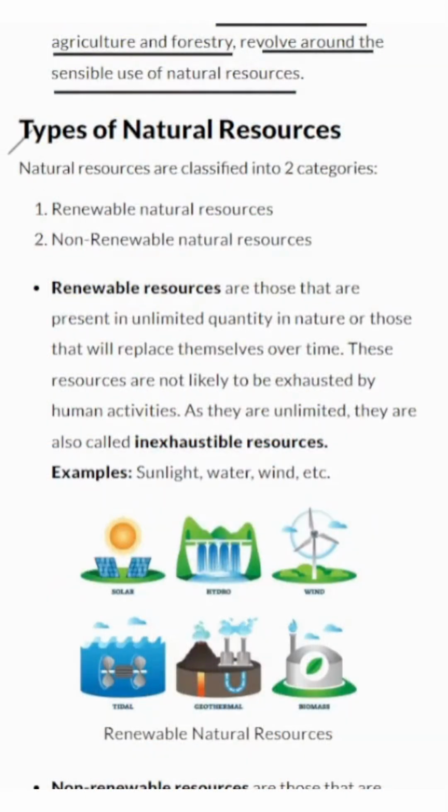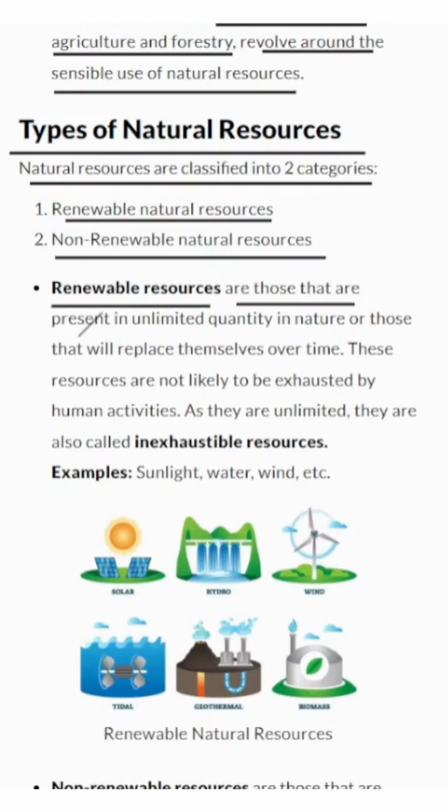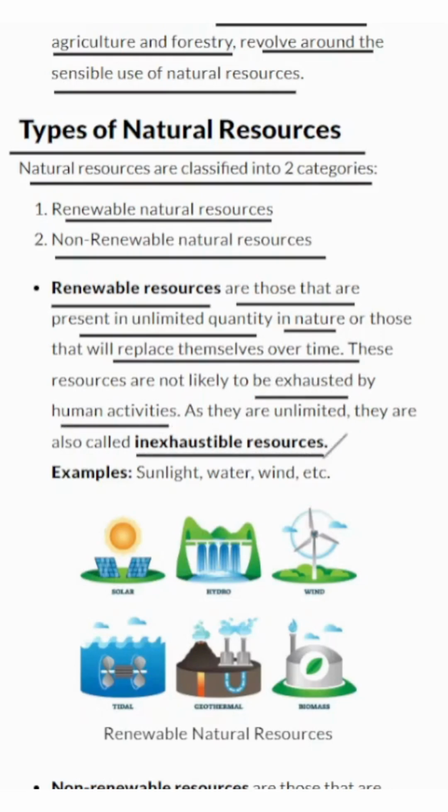Now, let's take a closer look at the vast array of natural resources. Natural resources can be broadly categorized into two main types: renewable natural resources and non-renewable natural resources. Renewable natural resources. These resources are like nature's endless bounty. They are either present in unlimited quantities in nature or have the remarkable ability to replace themselves over time. Because of this, they are often referred to as inexhaustible resources.